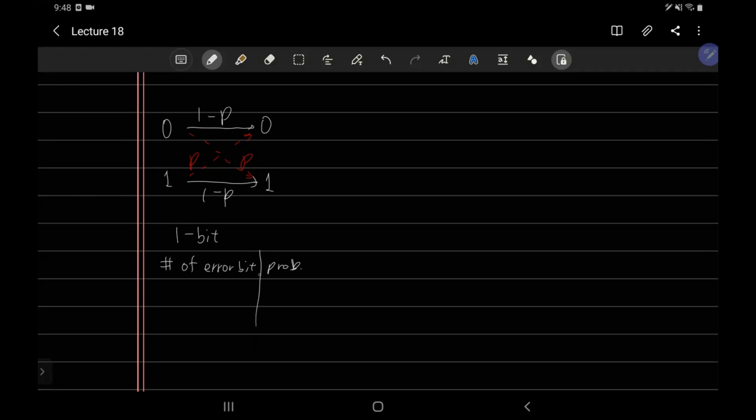So if I assume that during the transmission of one bit, the number of error bits will be either 0 or 1. If there is no error bit, then what is the probability that we won't have any error in the transmission, or zero error bits? Then it will be 1 minus p, because 1 minus p is the probability that 0 will go to 0 and 1 will go to 1. And then the probability that the number of error bits will be 1 is, of course, p.